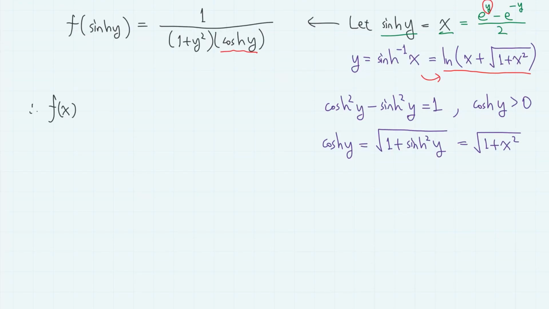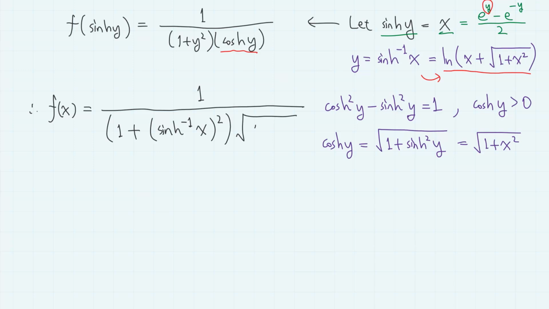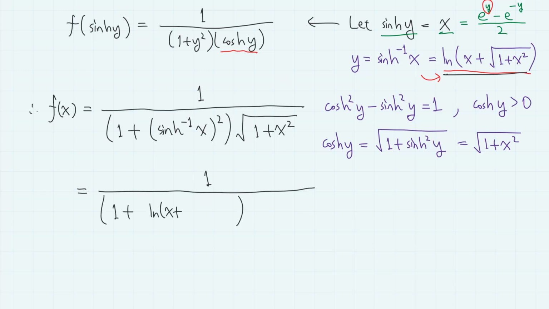Therefore, f(x) is equal to 1 over (1 plus inverse hyperbolic sine x, squared) multiplied by square root of 1 plus x squared. Or using this form for inverse hyperbolic sine instead, we can also write it as 1 over (1 plus (ln of x plus square root of 1 plus x squared) squared) times square root of 1 plus x squared.